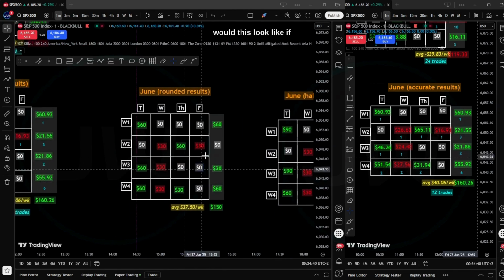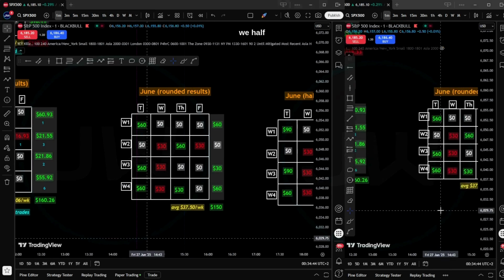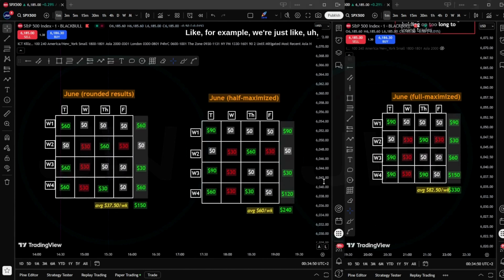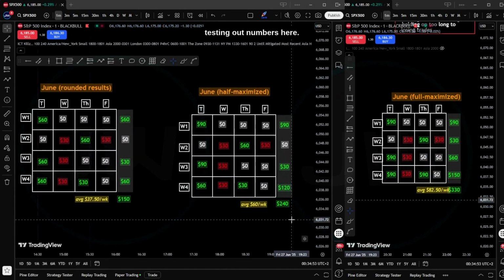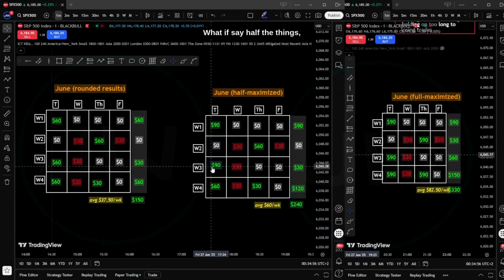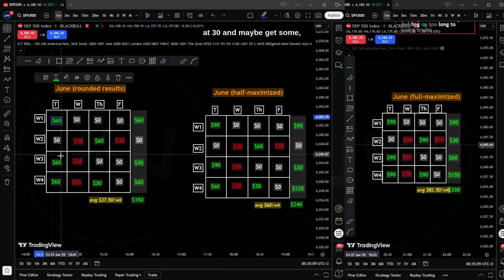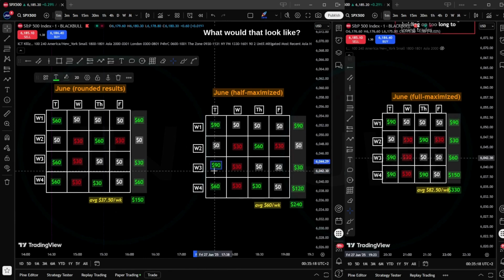So what would this look like if we half maximized it? Like, for example, we're just testing out numbers here. What if, say, half of our trades during June, we hit those maximum targets? So instead of our usual partial at 30 and maybe get some change, it was the full 90. So I only changed two of them, these two, to 90. What would that look like?